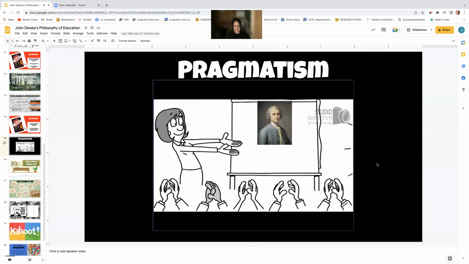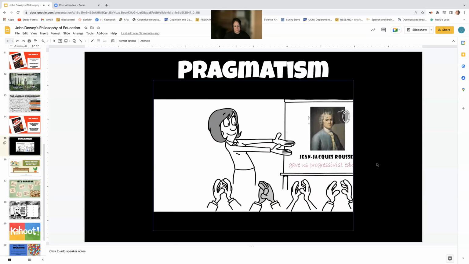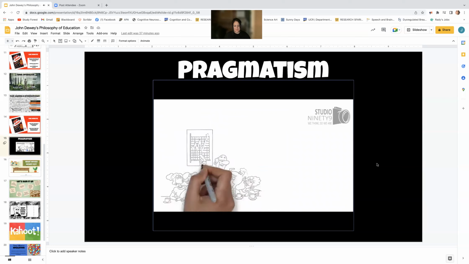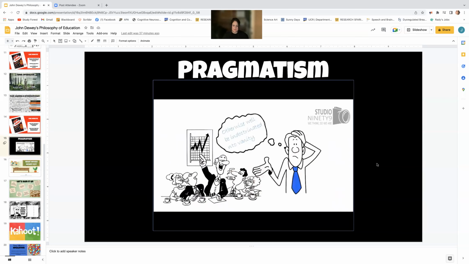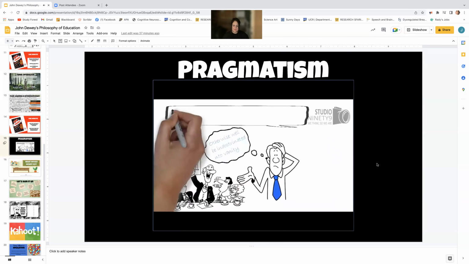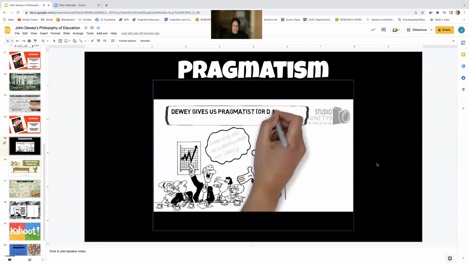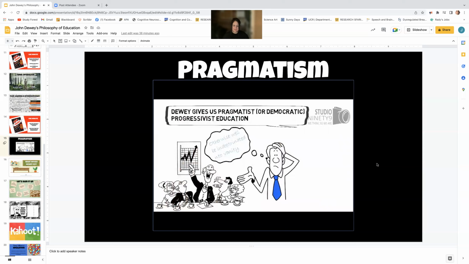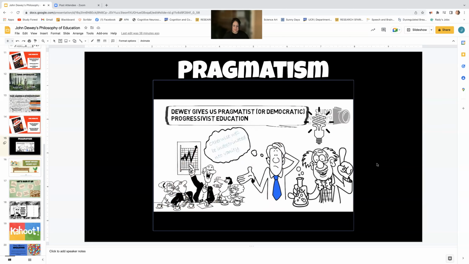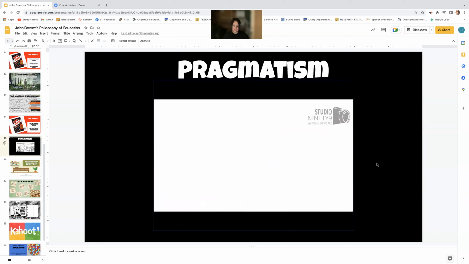Dewey had a connection to Rousseau. Jean-Jacques Rousseau gave us progressivist education. We are progressively to learn from our experiences. Otherwise, we'll be indoctrinated into vanity. Dewey gives us a pragmatist, or what's known as a democratic progressivist education. We are to progressively learn by doing. Democracies best enable the sort of learning needed for this learning in educational classrooms.